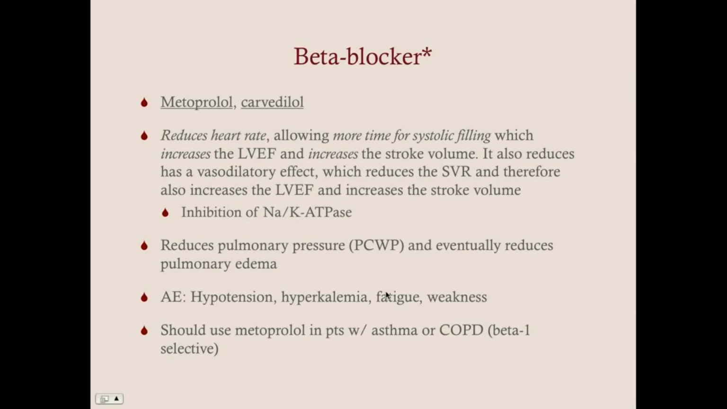Beta blockers also have a vasodilatory effect, which also contributes to their effectiveness in congestive heart failure and the reduction in mortality. And so by administering beta blockers, you're going to reduce the systemic vascular resistance, and that also is going to increase the left ventricular ejection fraction and the stroke volume. So the way beta blockers work is they inhibit the sodium-potassium ATPase, and that will just slow the heart conduction system down. So beta blockers reduce the pulmonary capillary wedge pressure, as all of these drugs we use in congestive heart failure, and eventually that will reduce pulmonary edema.